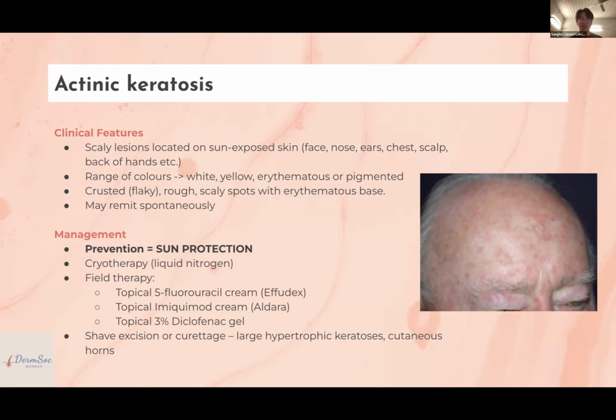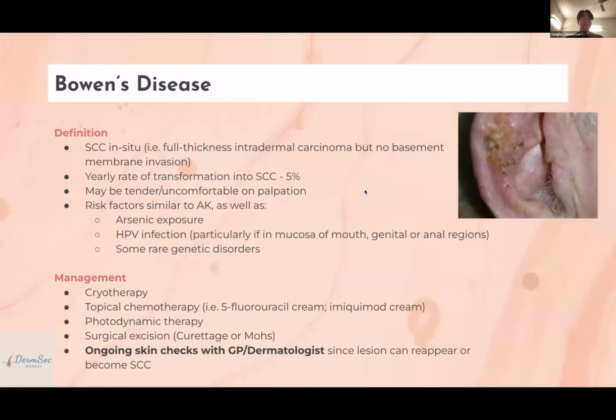We can shave them off or curette them off if they're a bit bigger or they present as horns. Next up is Bowen's disease, which is an SCC in situ, meaning a full thickness intradermal carcinoma, but they haven't invaded the basement membrane yet. They have a higher rate of transformation into SCC, about 5%, and they can be a bit tender and uncomfortable on palpation or if we're trying to scrape the crusts off.